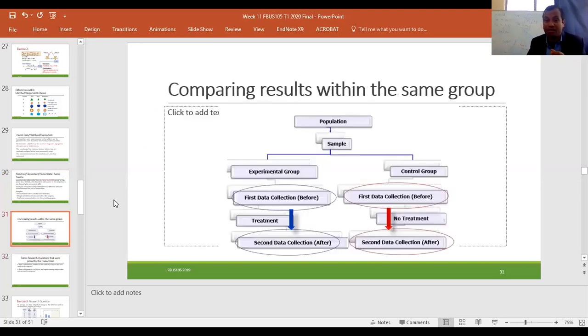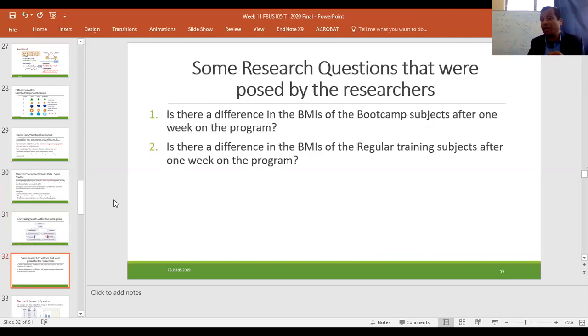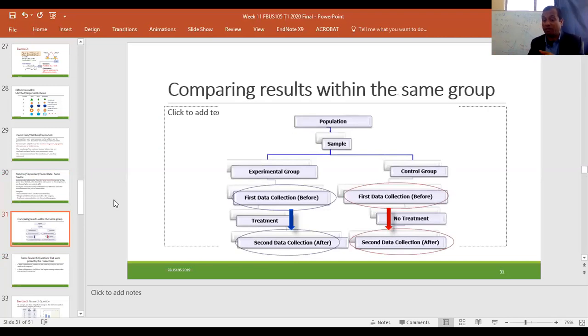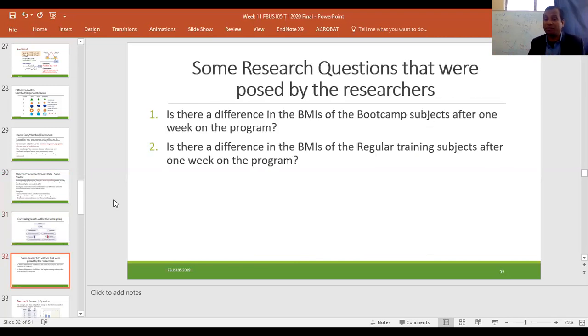Or maybe we can have a second sort of claim or question. Is there any difference between the BMI of the regular training subjects before or after 1 week of the program? So clearly, these sort of questions are the case of dependent data.